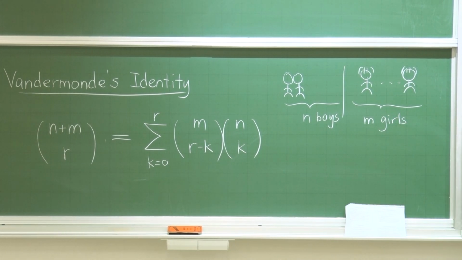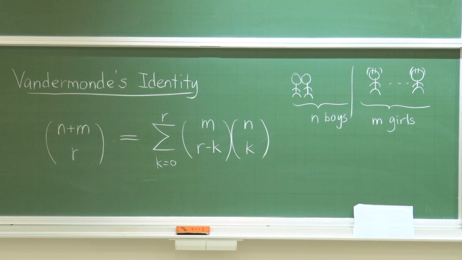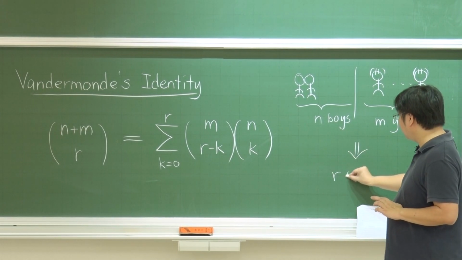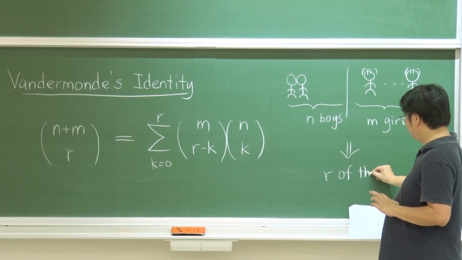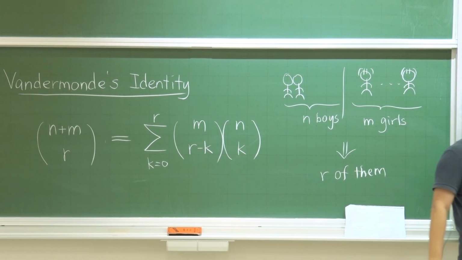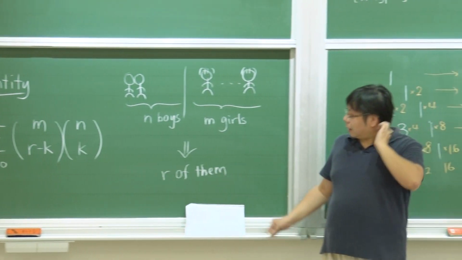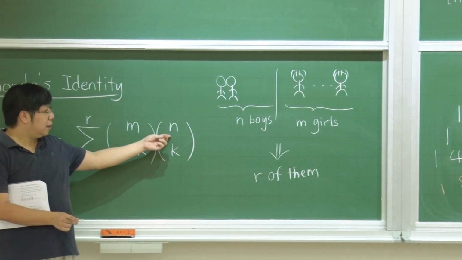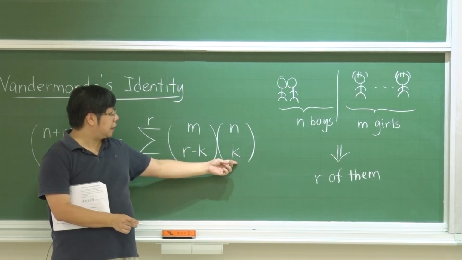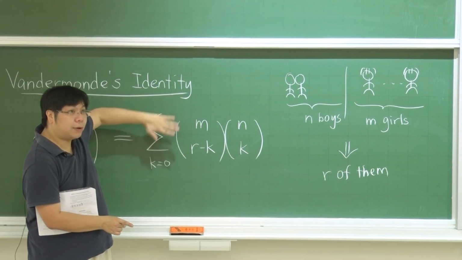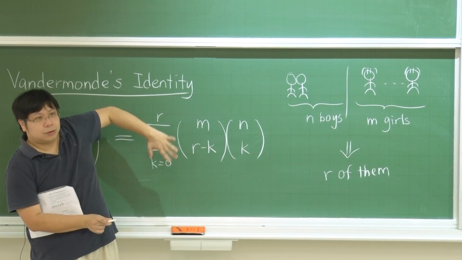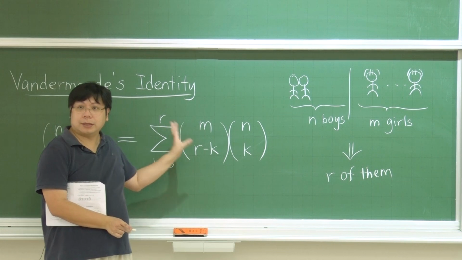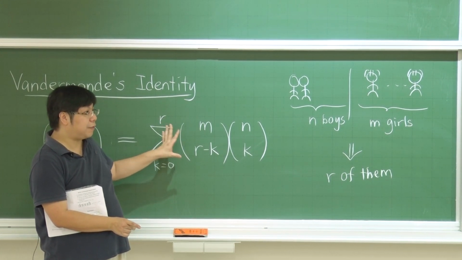Is that okay? And then we are selecting r people from them. How many ways can we select? And then if you look at it, the right-hand side looks like what? The right-hand side is I'm selecting k boys here. So the right-hand side, there is a summation. So you can think of this as it must be talking about different cases. It's the ways of doing everything in each case.